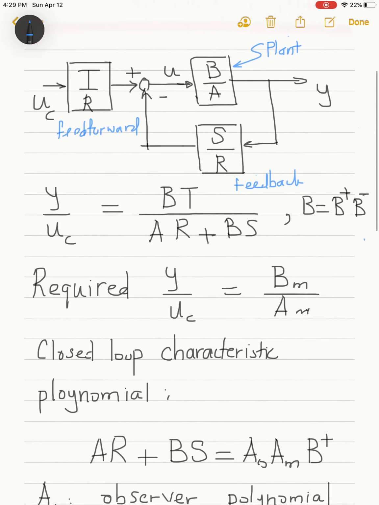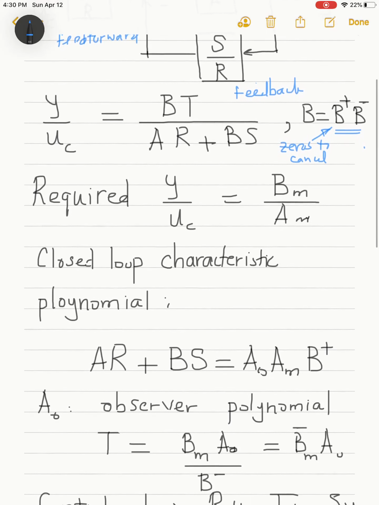Now if we do this, we can calculate the closed loop transfer function of the system. So that will be equal to BT over AR plus BS. And typically we factorize the zeros, or the numerator, of the plant into two components. One component which is monic is called B plus, and it contains zeros to be cancelled from the system, while B minus will contain the rest of the polynomial B.